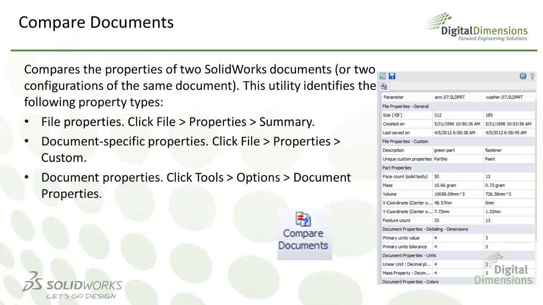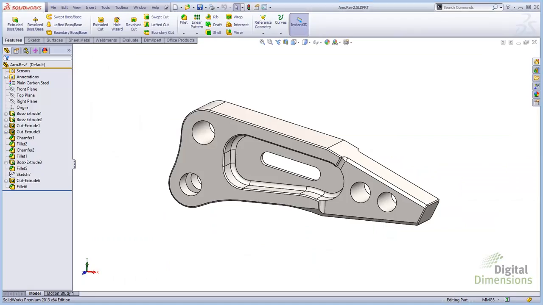So our first utility to take a look at will be the compare documents tool. And what this does is it basically will check the file properties summary of a file, which is, if you right-click on Windows and go into the properties, it'll check things like the custom properties inside of SolidWorks, and it'll also check the document properties. So let's jump over to SolidWorks and take a look at that.